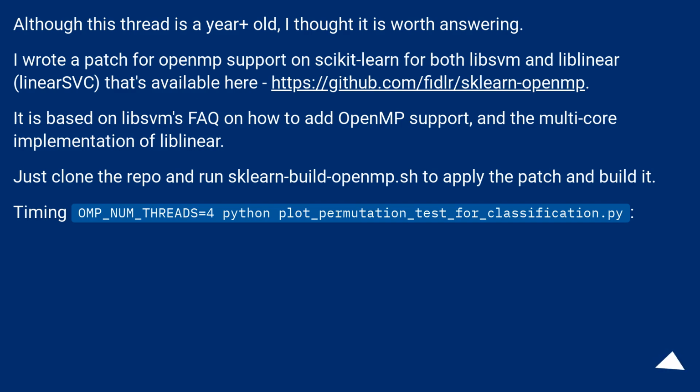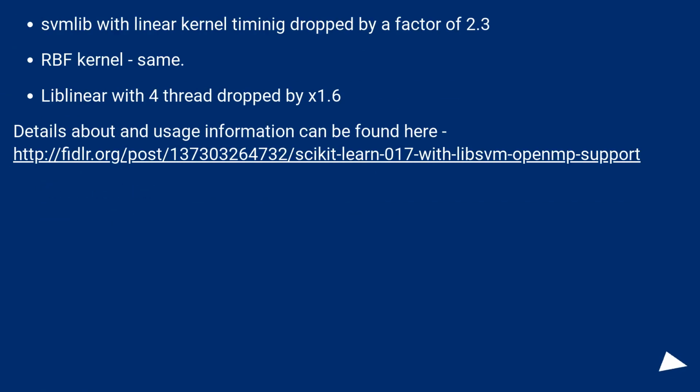Timing: OMP_NUM_THREADS=4 python plot_permutation_test_for_classification.py. Libsvm with linear kernel, timing dropped by a factor of 2.3, RBF kernel, same. Liblinear with 4 threads dropped by x1.6. Details about and usage information can be found here, this URL.